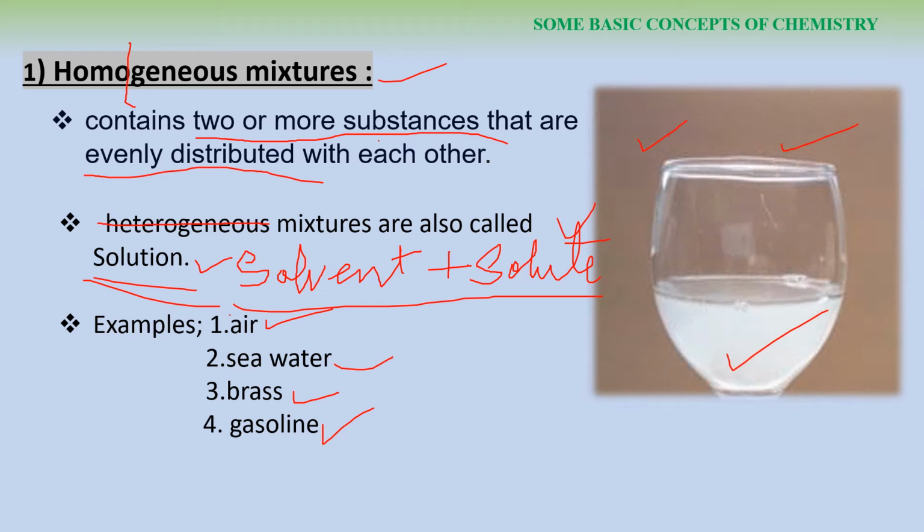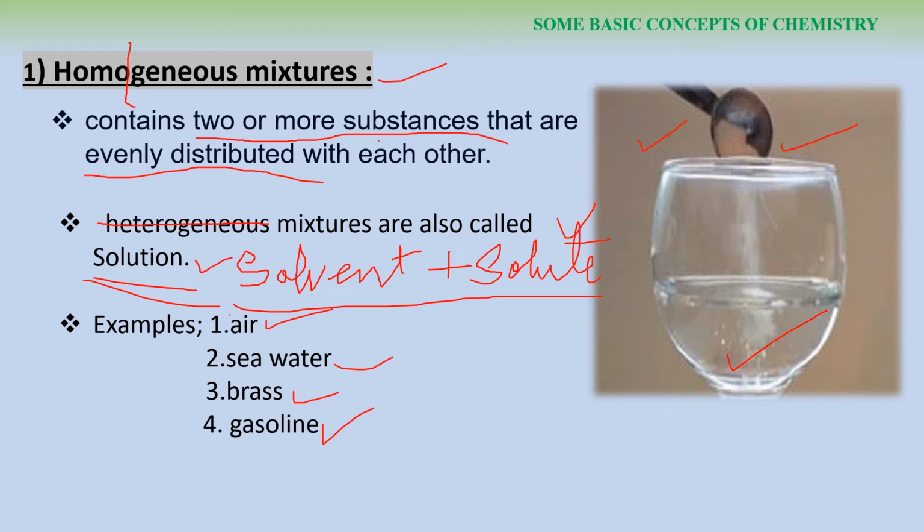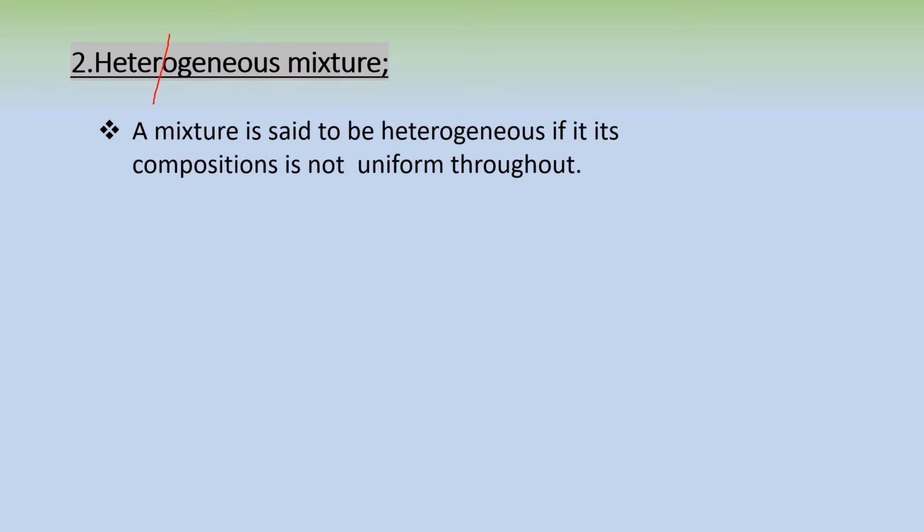So next, let us move on to heterogeneous mixture. Hetero means different. A mixture is said to be heterogeneous if its composition is not uniform throughout. It is just the opposite of a homogeneous mixture. In a homogeneous mixture, composition will be uniform throughout the solution, but here it is not uniform.